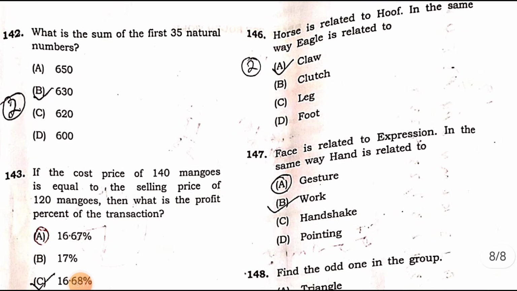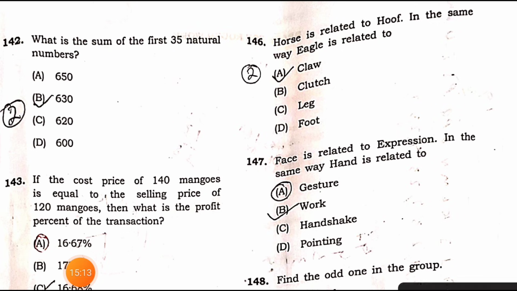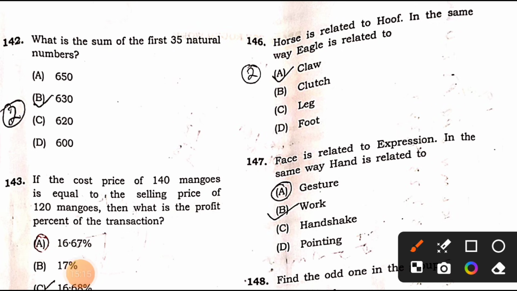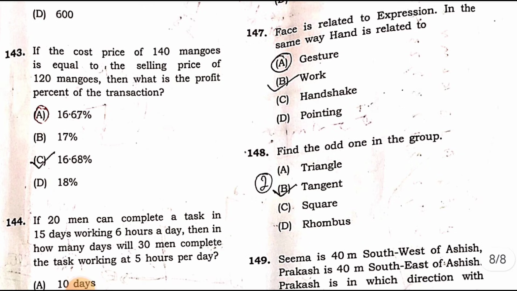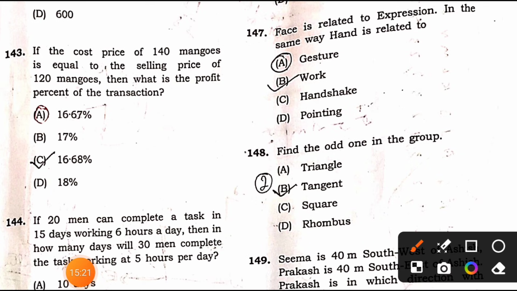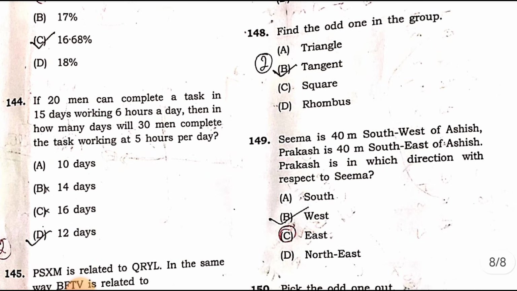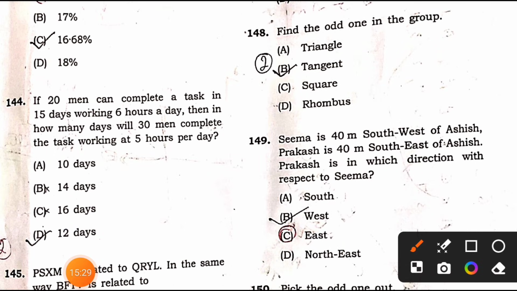146. Horse is related to hoof. In the same way, eagle is related to claw. Correct answer is claw. Face is related to expression. In the same way, hand is related to gesture. Find the odd one in the group. B is the correct answer.